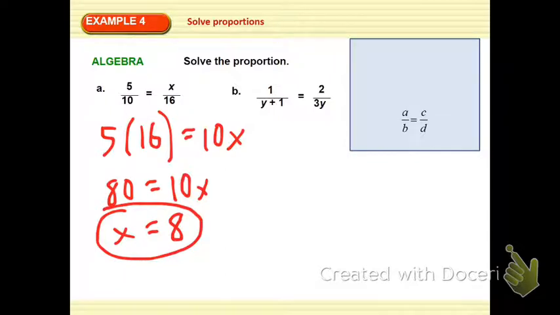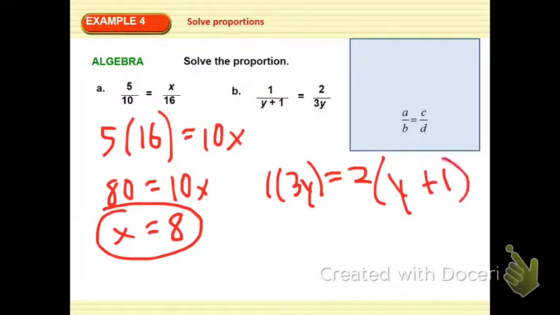All right. B. Now be careful when we cross multiply. Make sure you use distributive property. So we've got 1 times 3y is equal to 2 times the parentheses y plus 1. Don't just put 2 times y plus 1, because we have to distribute this 2 to the 1, not just to the y. So we simplify, we're going to get 3y equals 2y plus 1, so y equals 1, so that's our answer, y equals 1.